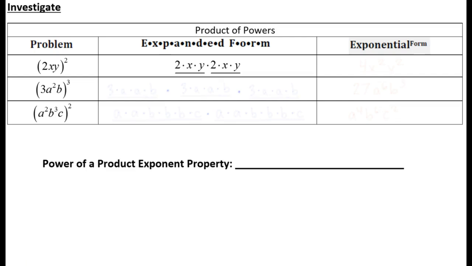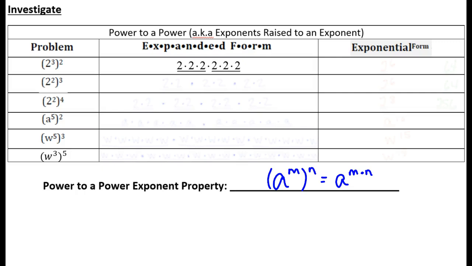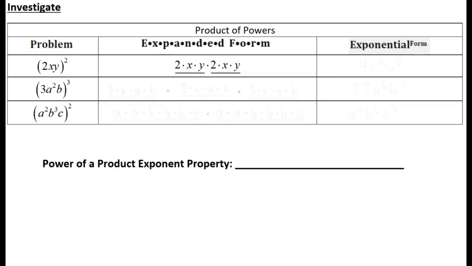Alright, so our last investigation. Here we are doing product of powers. So notice the difference between the last investigation and this investigation is now I have more than just a single variable here, or a single number. I have 2 times x times y. Whereas in the last investigation, here I had 2 to the 3rd power raised to 2, or a to the 5th power. So a single variable raised to a power, as opposed to in this investigation, I have this times this times this all raised to a power.